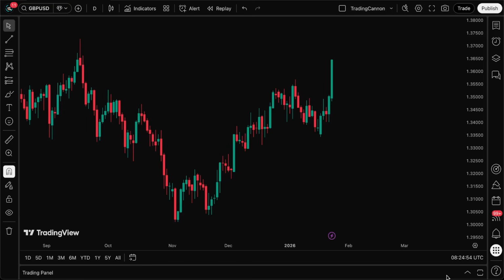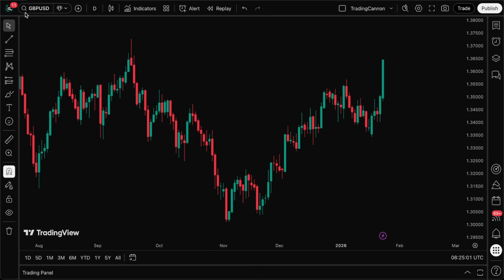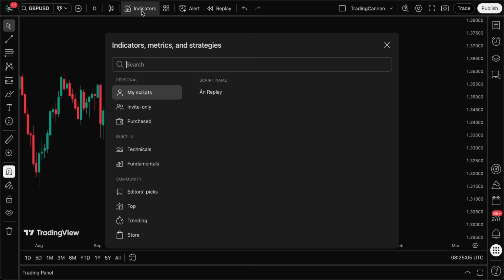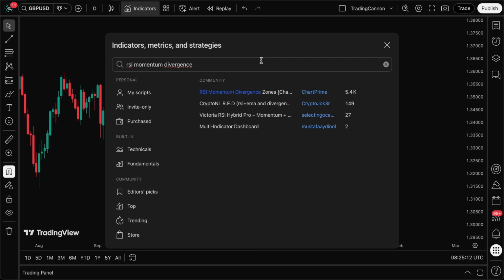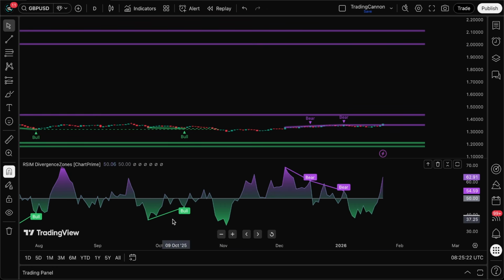All right, let's get it added to your chart. Head over to TradingView, assuming you're logged in and have a chart open for your favorite asset, like a stock, forex pair, or crypto. Click on the Indicators button at the top. In the search bar, type RSI Momentum Divergence Zones Chart Prime and hit Enter. It should pop up as an open source script from Chart Prime. Just click on it to add it to your chart. Boom, it's there, usually as an oscillator below your price action with some overlay lines on the main chart.